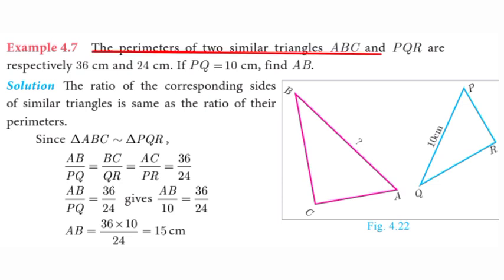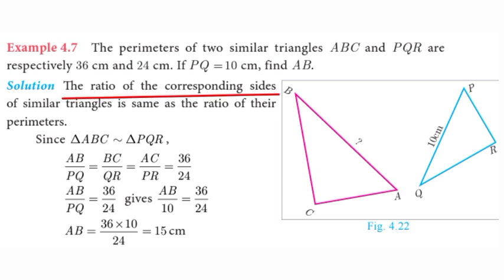The perimeters of two similar triangles ABC and PQR are respectively 36 centimeter and 24 centimeter. If PQ equals 10 centimeter, find AB. The perimeters of the two similar triangles ABC and PQR are 36 and 24 centimeter, and PQ equals 10 centimeter, that is the given value. See the diagram: ABC is one triangle, the other triangle is PQR. So find the side AB, given the corresponding side PQ equals 10 centimeter.